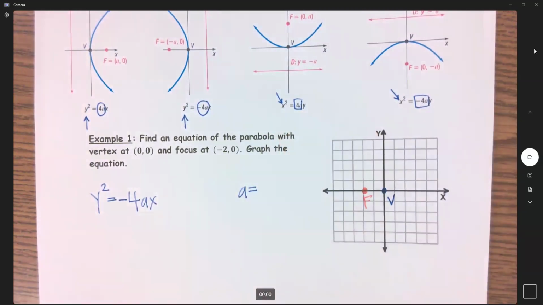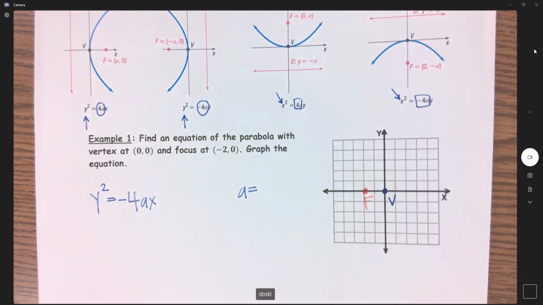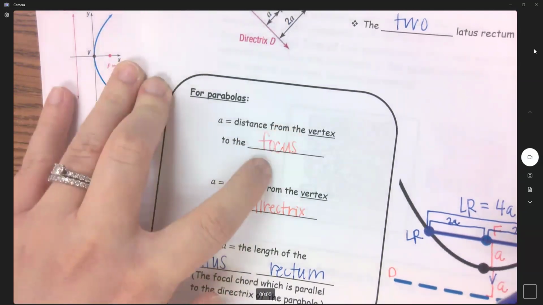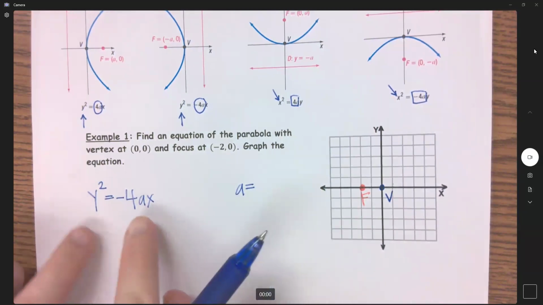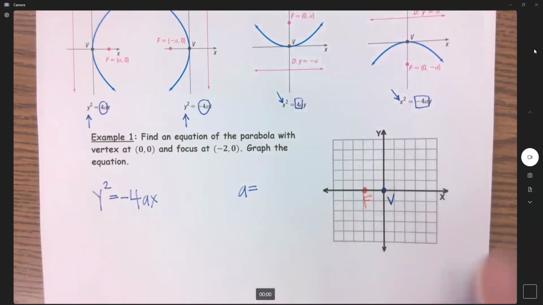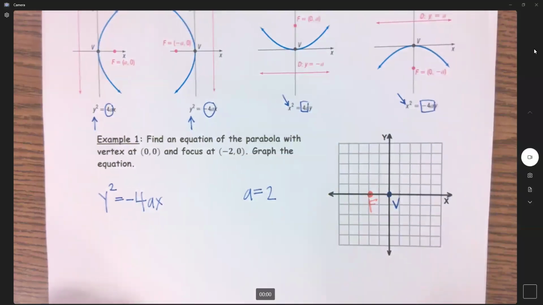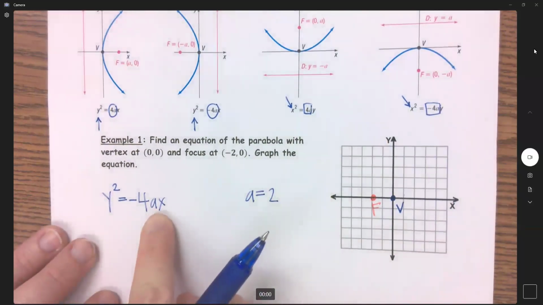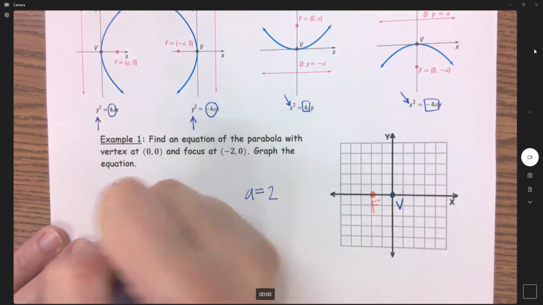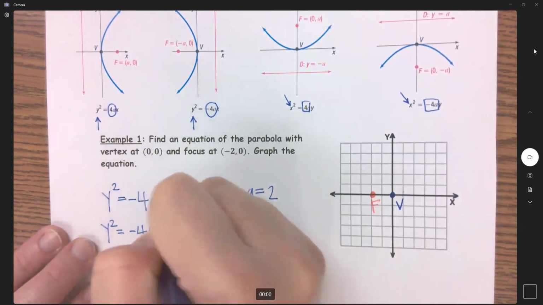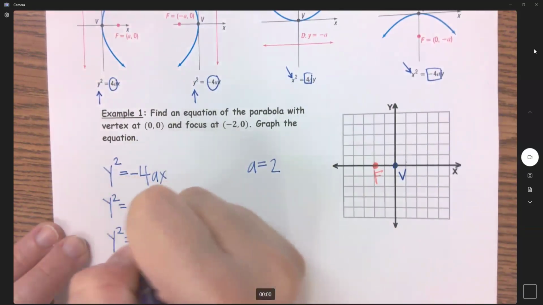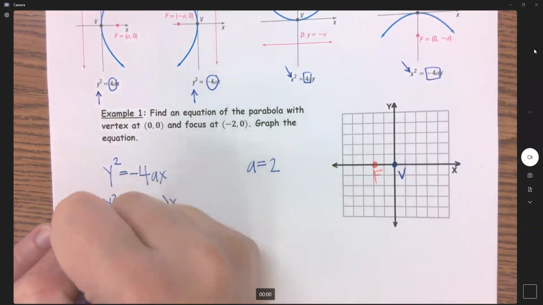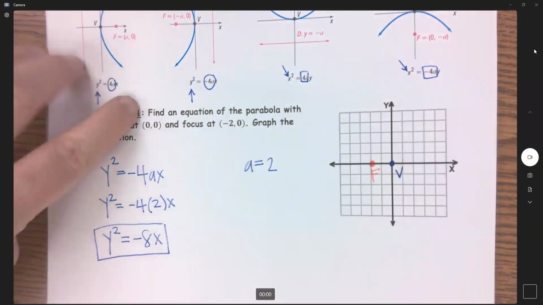And my a is going to come from this diagram we put on that first page. That a tells me the distance from my vertex to my focus. So here, the distance from my vertex to my focus is 2. So plug in a 2 to this a. We have y squared equals negative 4 times 2x. So therefore, my equation is y squared equals negative 8x. That is my equation.